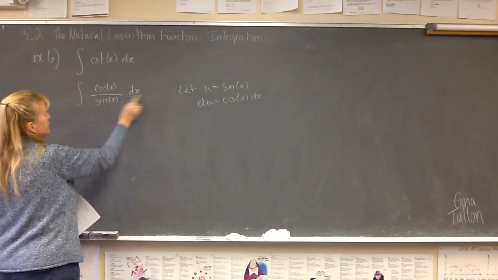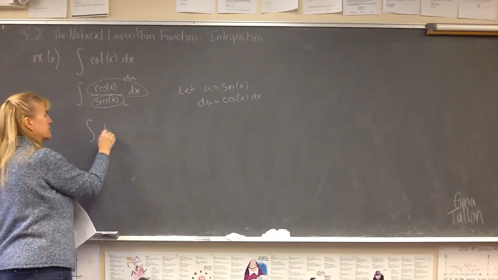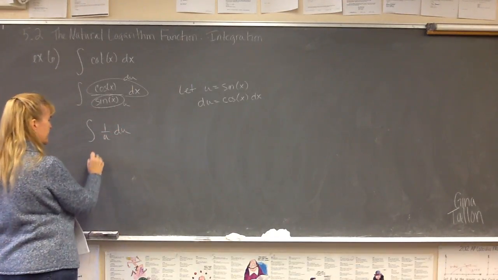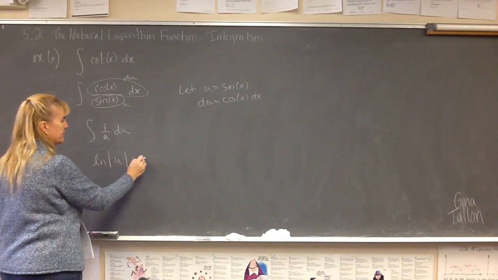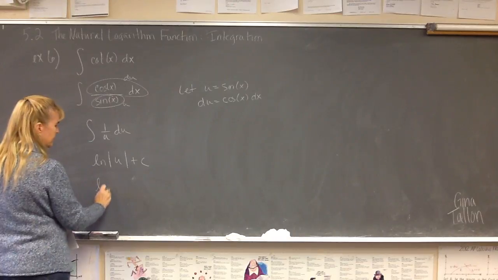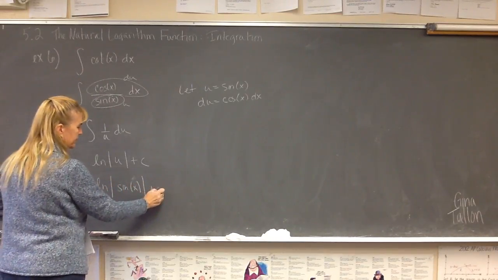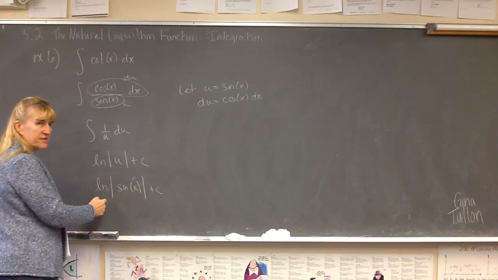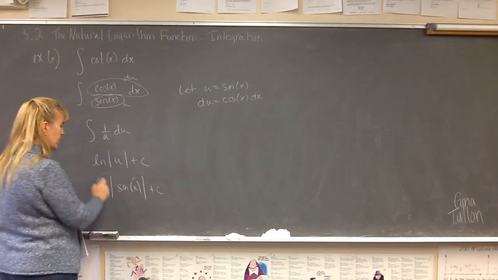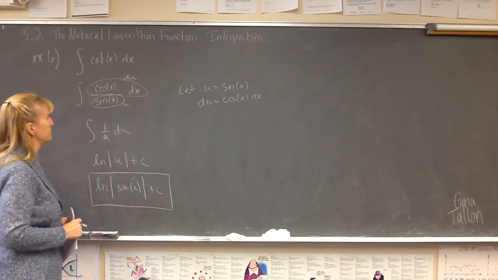And I can come over here, and this is my du, this is my u. This now gets rewritten as 1 over u du. Back to theorem 5.5, and our answer is natural log of the absolute value of u plus c. However, we need our x's back in here. So this becomes the natural log of the absolute value of the sine of x plus c. I definitely need the absolute values because sine x alternates between positive 1 and negative 1, and I have to make sure that the argument is always positive.